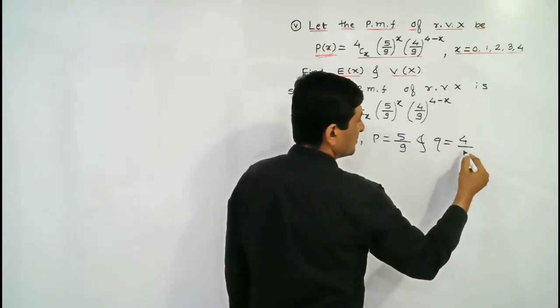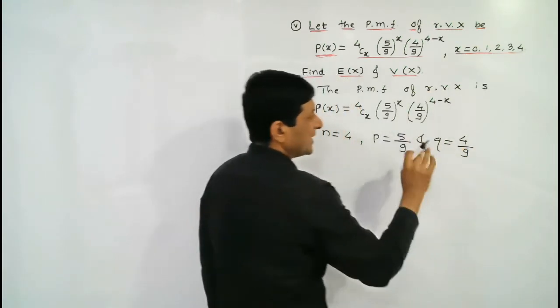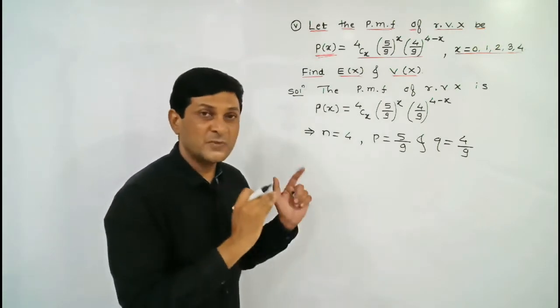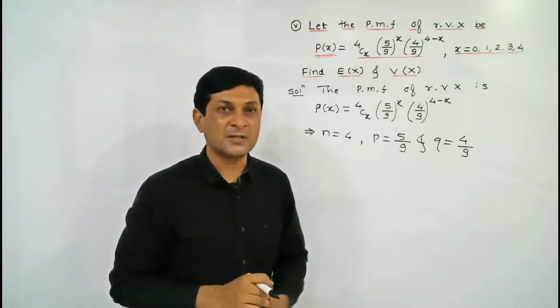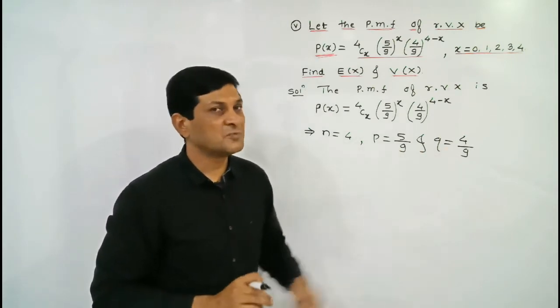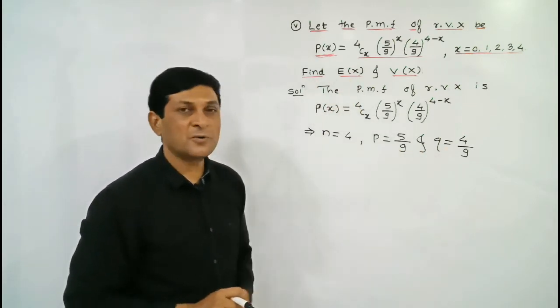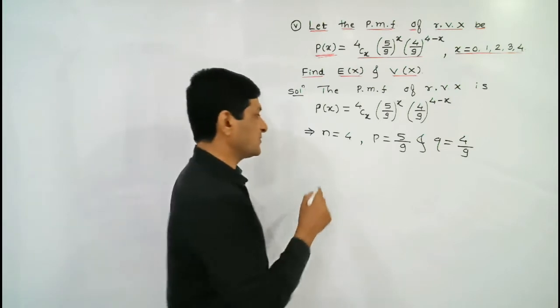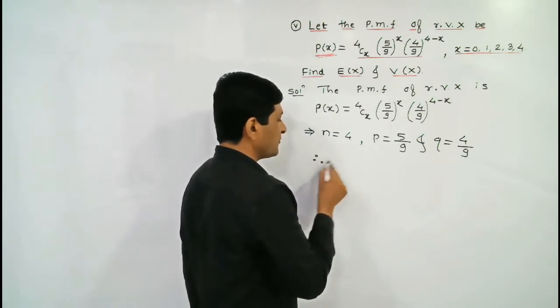So 4 minus 4 upon 9 will be the value of q. From the given probability mass function, we have obtained the values of n, p, q, and using these values we can easily find E of x and V of x. So let us find our first required value.